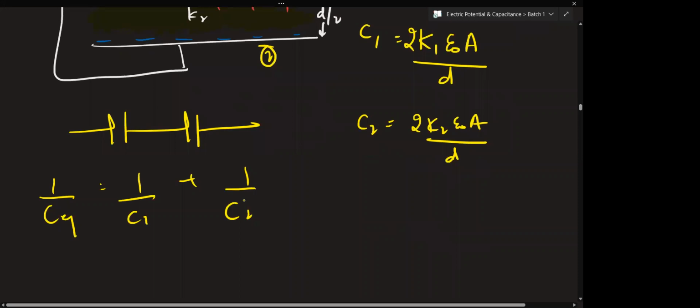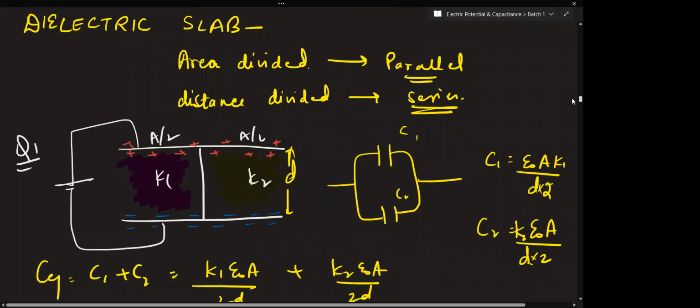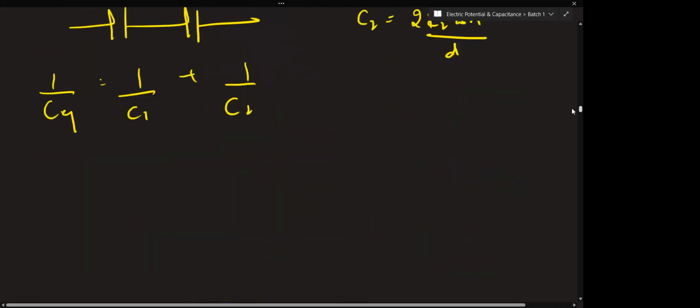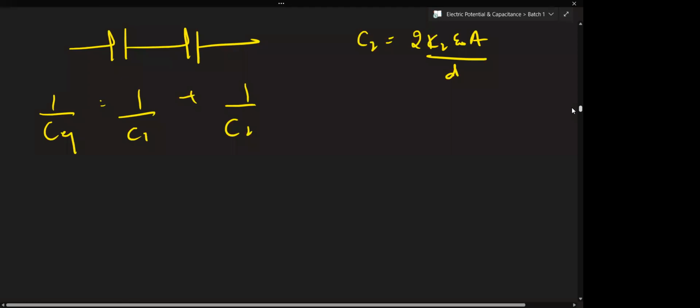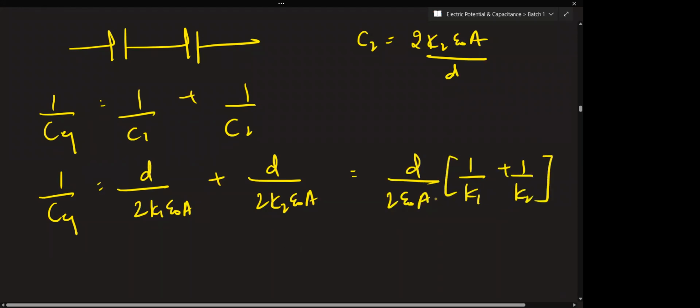Just to make a correction if anybody has noted it down: if they are connected in parallel, we can simply add it. We don't need to take the reciprocal. These are not resistors. We have to just add them. In case of series, in this manner, we have to take the reciprocal. So 1 by C equivalent will be what? It will be D divided by 2K1 epsilon naught A plus D divided by 2K2 epsilon naught A. So let's take D by 2 epsilon naught A common. What is left? 1 by K1 plus 1 by K2. Let's take the LCM.